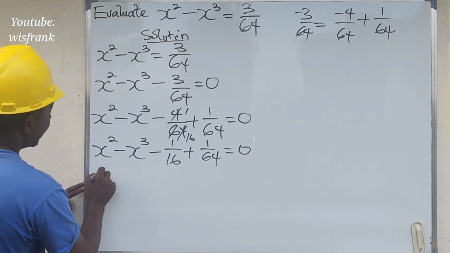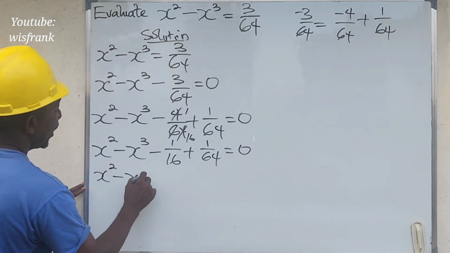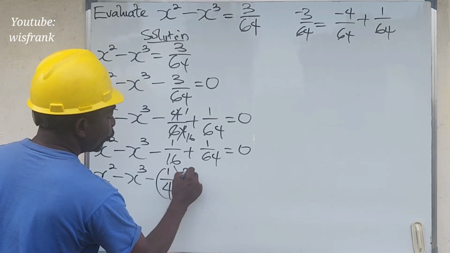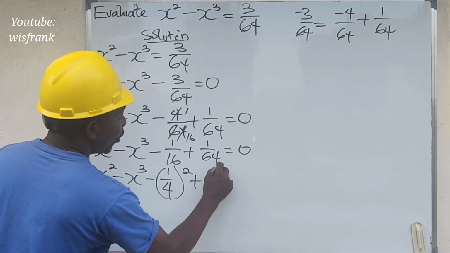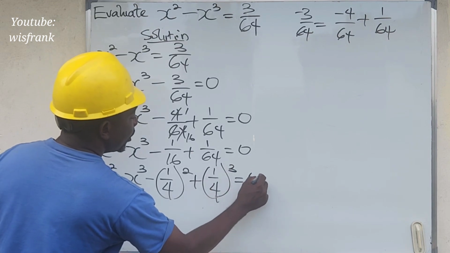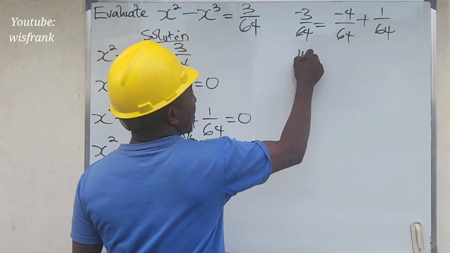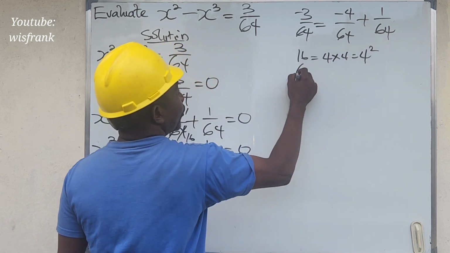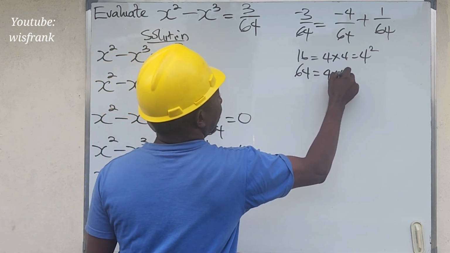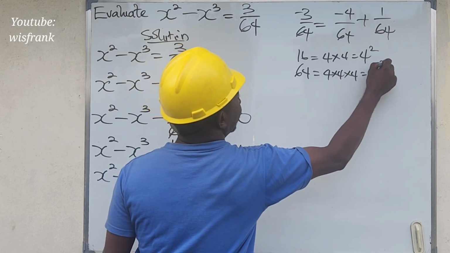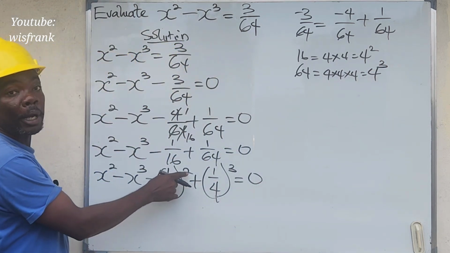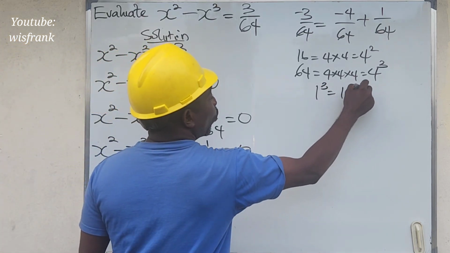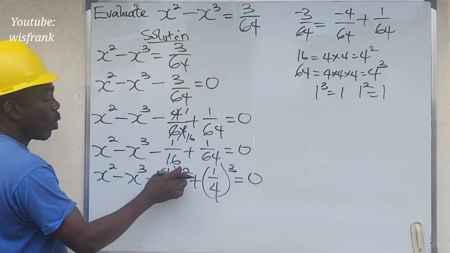So here can be written as x to the power of 2 minus x to the power of 3 minus 1 all over 4 all to the power of 2 plus 1 all over 4 all to the power of 3 equals 0. Because we have 16 as 4 times 4, which is 4 to the power of 2, and also 64 as 4 times 4 times 4, which is 4 to the power of 3. So that is why we have 4 to the power of 2 and also 4 to the power of 3. We all know that 1 to the power of 3 is 1 and 1 to the power of 2 is 1. So that is what we have here.